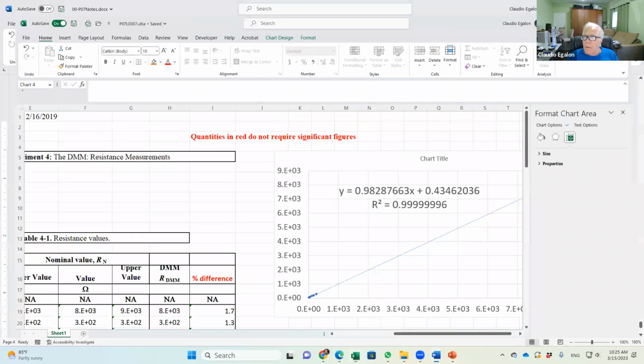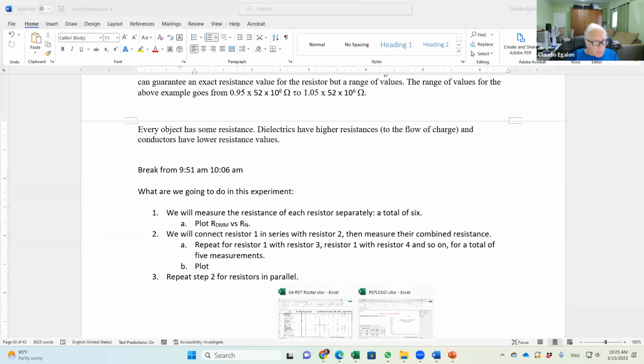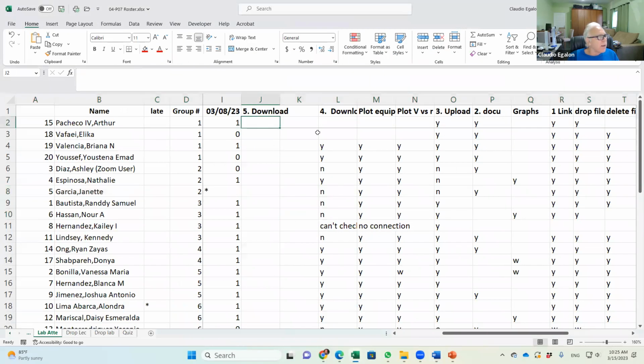Let's go one by one, one by one here in my roster. Okay, Artur Pacheco, did you download the spreadsheet? Yes. Okay, good. So I'm gonna put it here. The first thing you gotta do is plot graph 1. Did you plot graph 1? Let's put yes, right? Yes. Okay, good. So you got plot graph 2 and 3 as well, right? That's your priority right now.